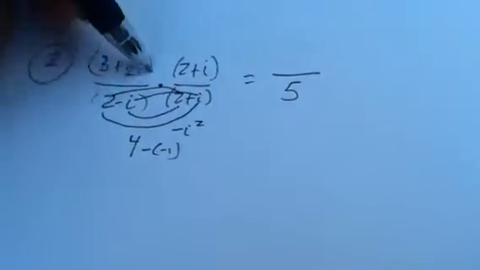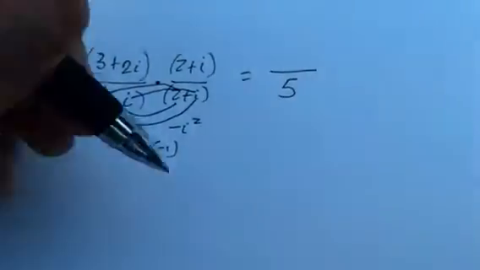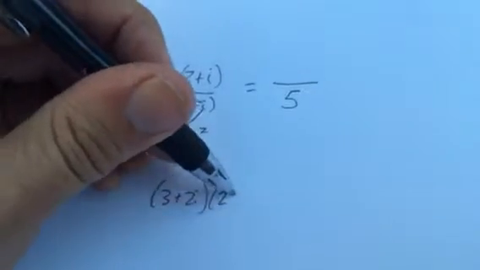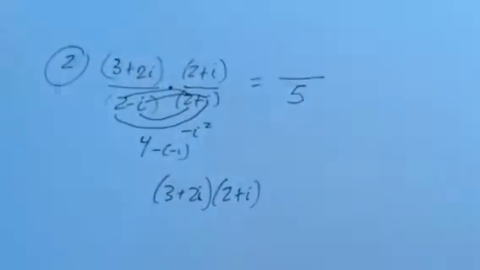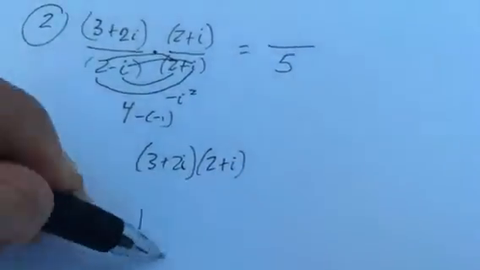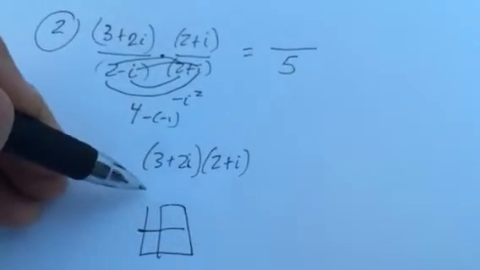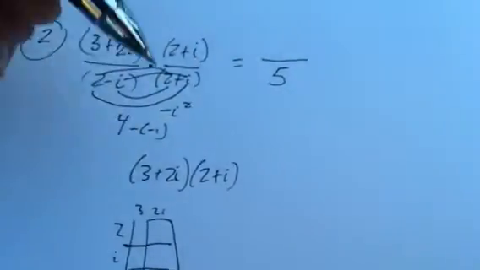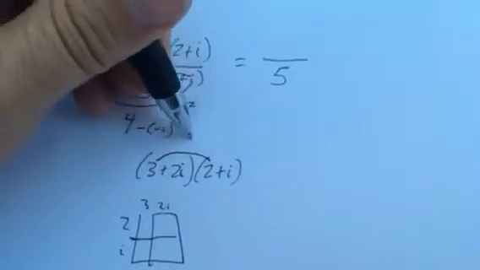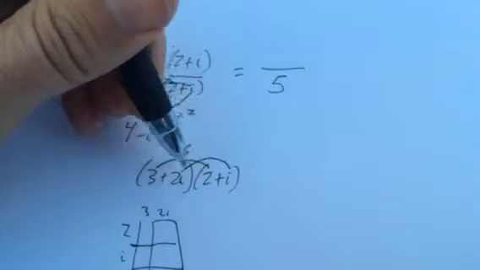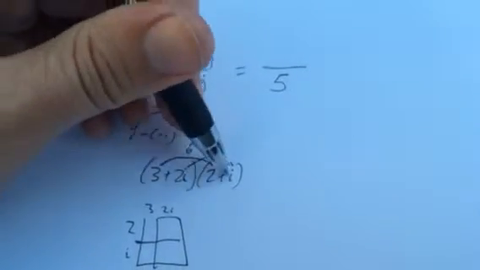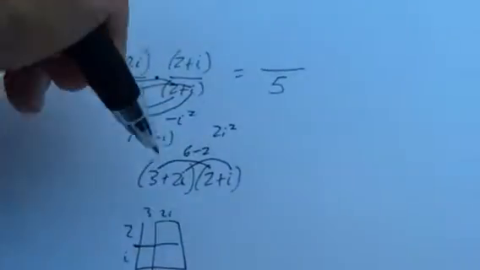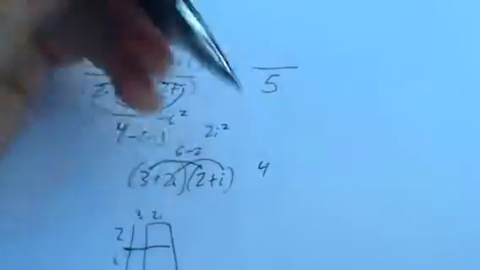I'm going to have to multiply my 3 plus 2i by my 2 plus i. So let me scratch a little bit over here. And you could do this by setting up a generic rectangle, 3, 2i, 2, i, multiply it that way. I'm just going to multiply it this way. 3 times 2 is 6. 2i times i, that's 2i squared. i squared is negative 1, so it's 6 minus 2. So my real part is going to be a 4.